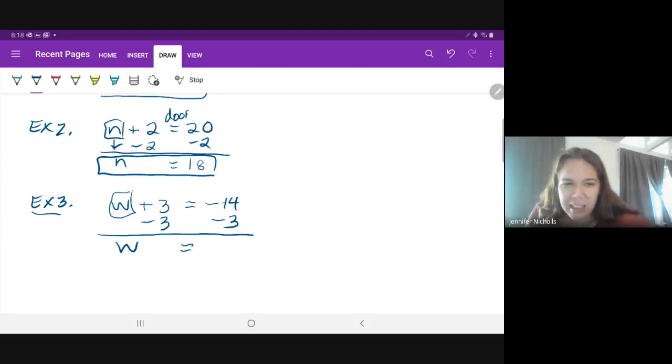In your notes, Allie, if I write door, write door. But in your homework, you wouldn't have to write the word door unless I say, hey, in your homework, don't forget to write the word door, and then you would have to write it. Okay, so W equals now this negative 14 and the negative 3.